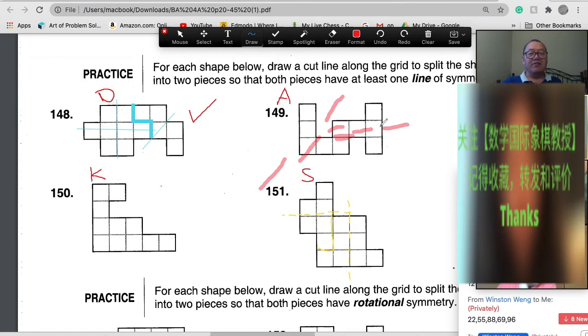Now let's see Audrey. Audrey, how did you draw this? What is a separate line for you? Okay, now think how you separate this. 149. You separate this way. You just separate this way. Then you got this piece, this one.